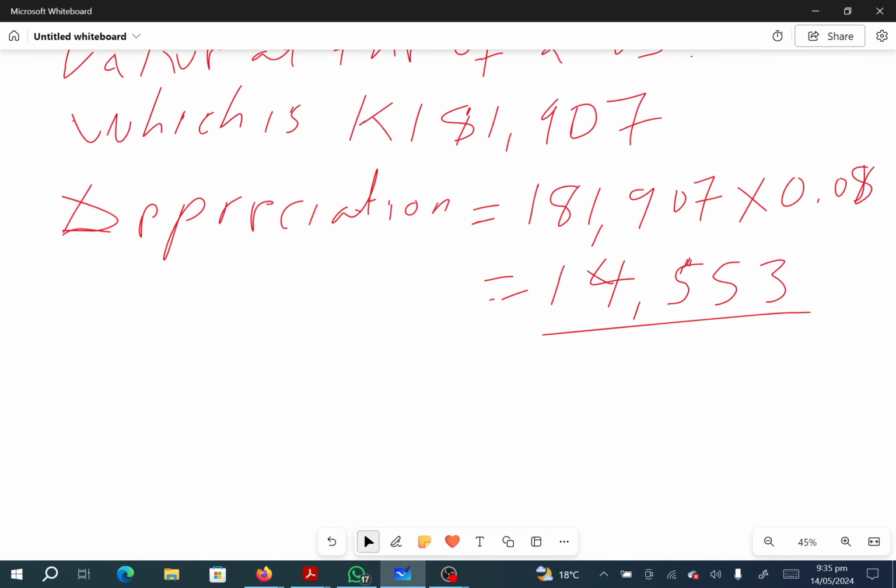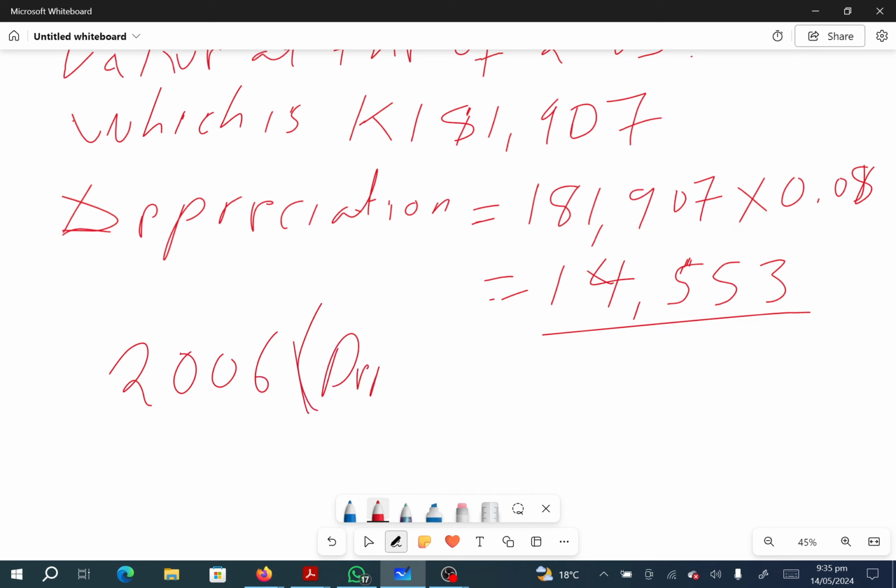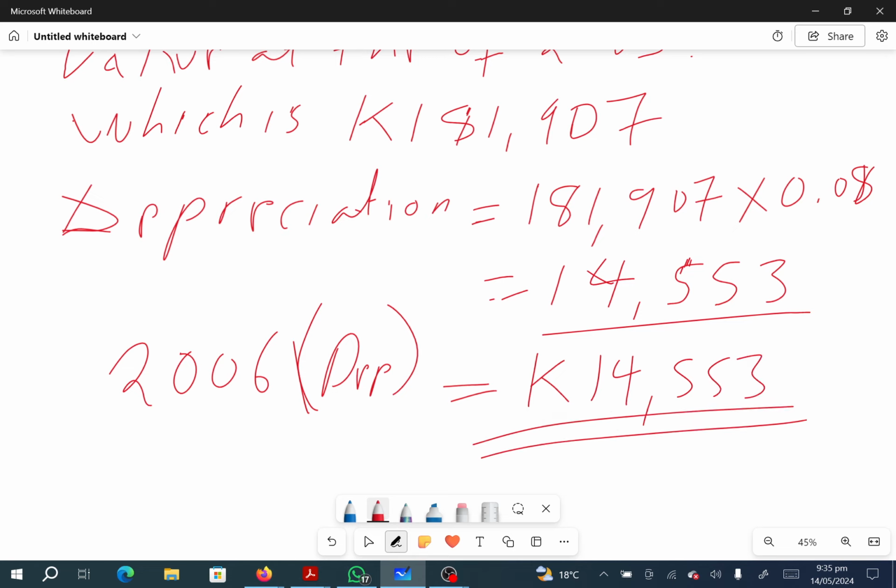So therefore, the amount to be charged for depreciation for the year 2006, in terms of depreciation, is 14,553. So this is the amount to be charged. Are we okay? Can we move to C?